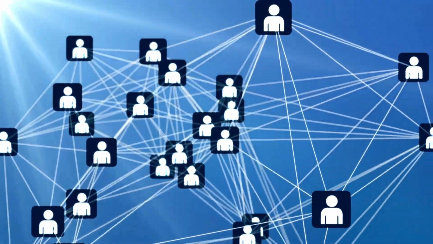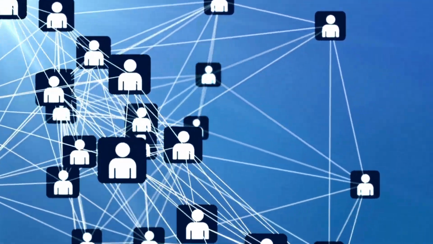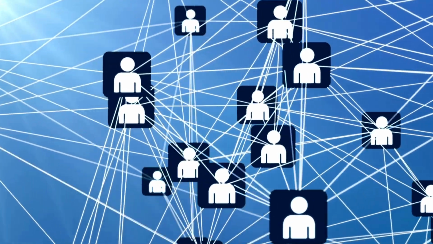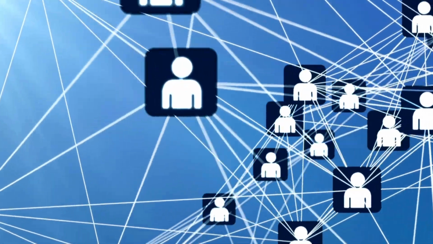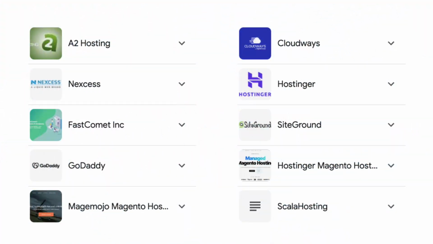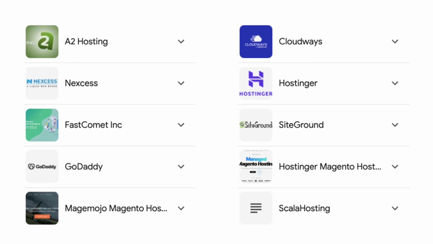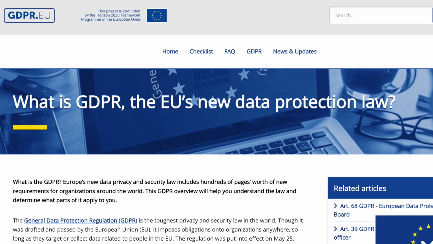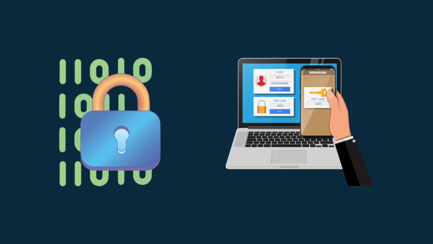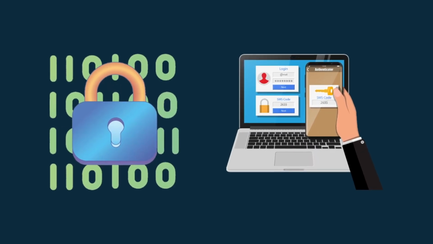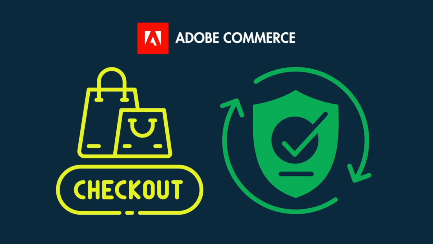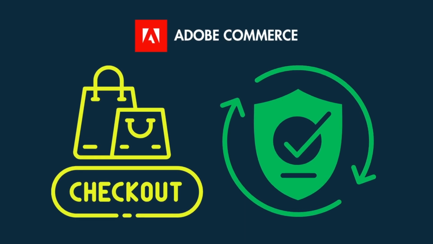This flexibility makes it an attractive choice for organizations that need complete control over how customer data is stored, processed, and secured. For example, Adobe Commerce merchants can choose their hosting provider to ensure GDPR-compliant data storage in the EU, implement custom encryption and authentication measures, and modify checkout and payment processes to meet financial or industry-specific regulations.